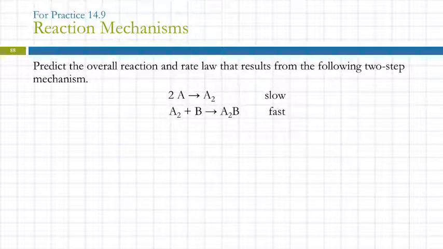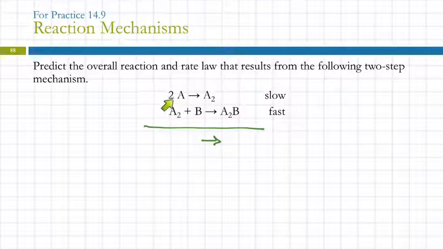So first, let's predict the overall reaction. We do that just by adding the two equations, right? So as I add these, over here I have 2A, and I don't have any other, just plain A's. So 2A. And another reactant is A2, but there's an A2 on the other side. So I'm going to cross those guys off.